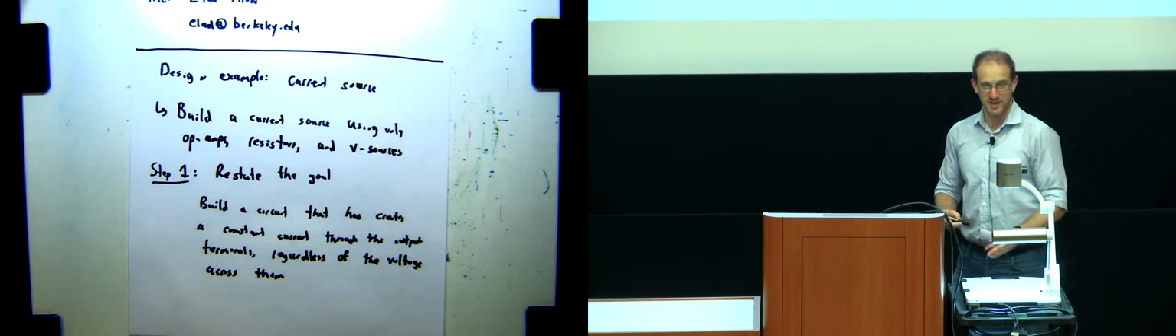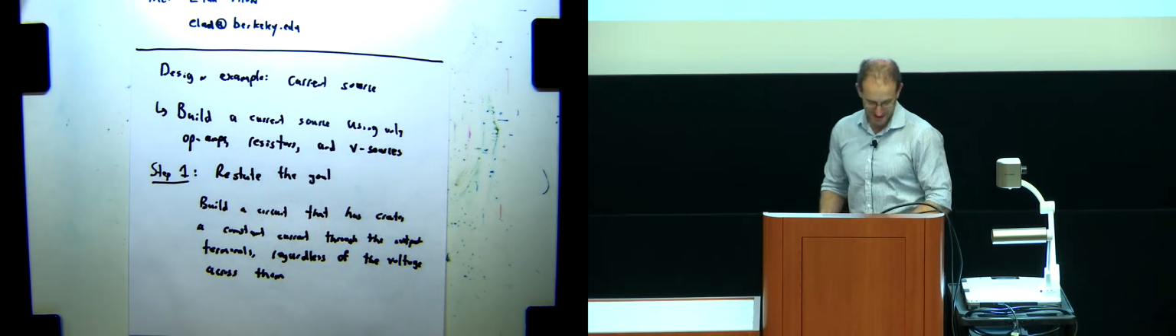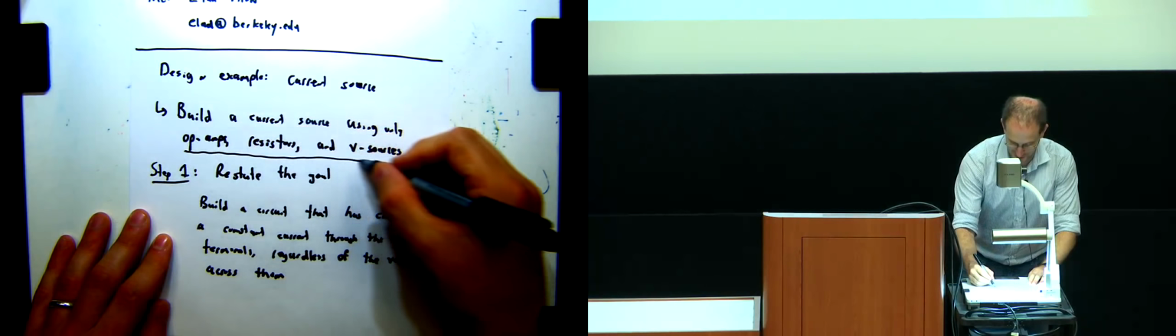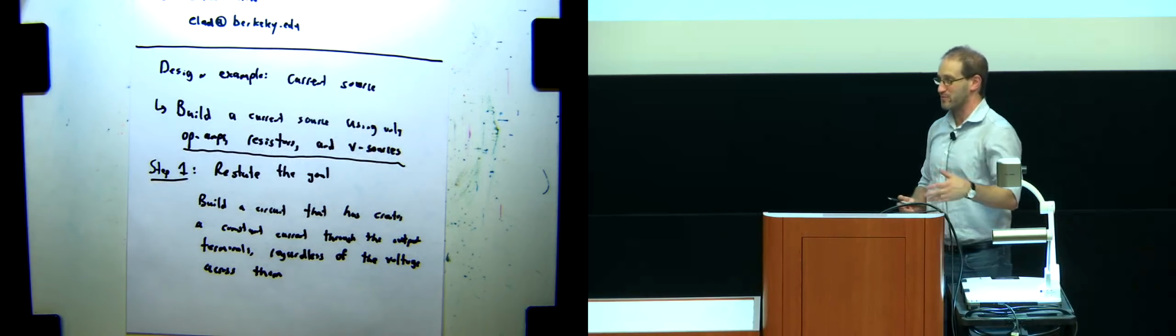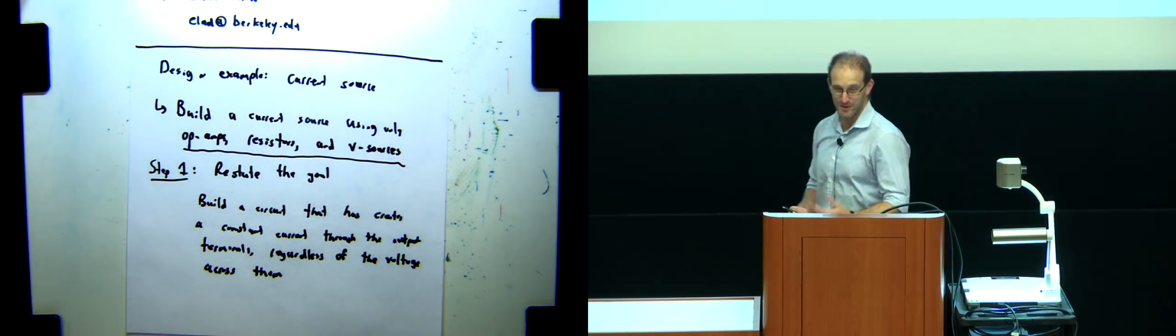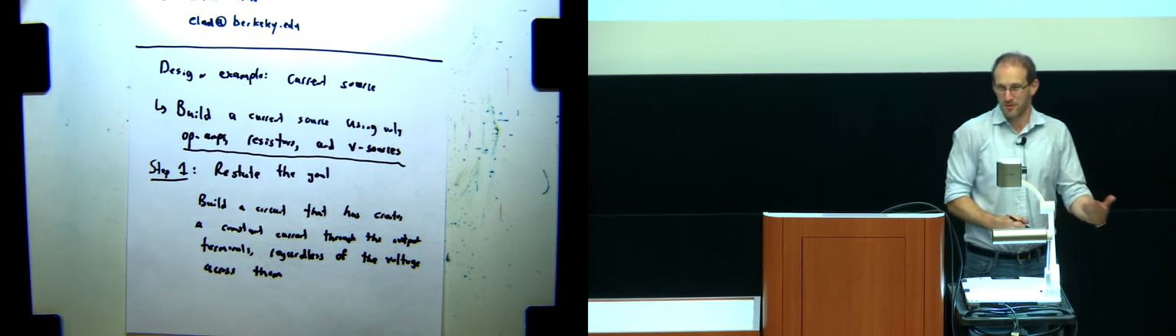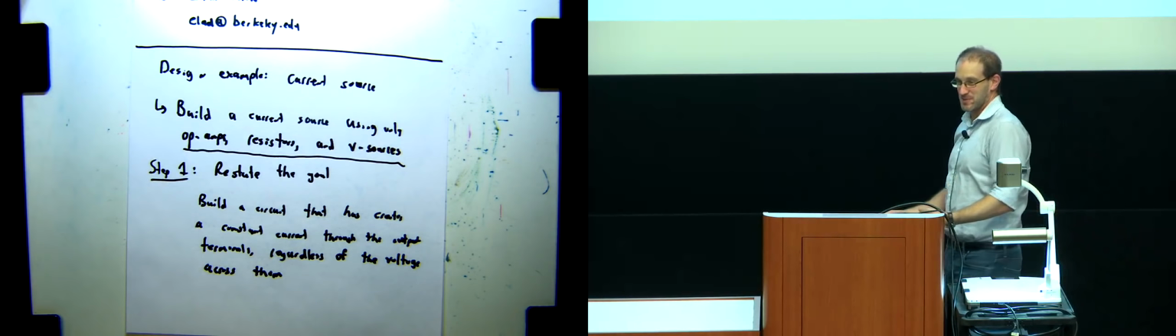Okay, that's really what we mean now by building a current source. Now, to be clear, we have to do this obviously only with op amps, resistors, and voltage sources, but hopefully from the original problem statement that was also somewhat clear.